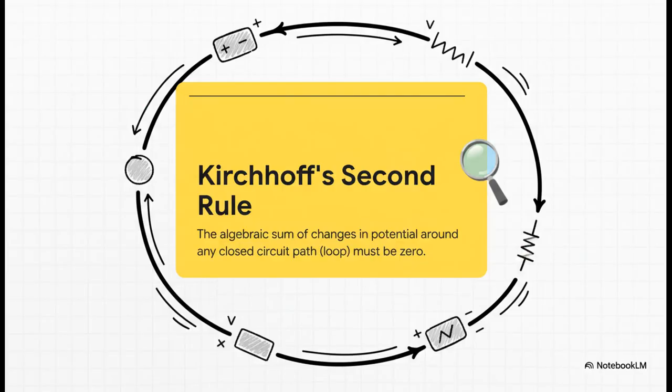Our second tool is the loop rule, and this one is all about the conservation of energy. Imagine you're a little charge taking a round trip, a complete lap, around any closed loop in a circuit. Because the electric field is conservative, by the time you get back to your starting point, your net change in energy has to be zero. You're right back where you started. So any potential you gain from things like batteries has to be completely used up or dropped by components like resistors along that same loop.